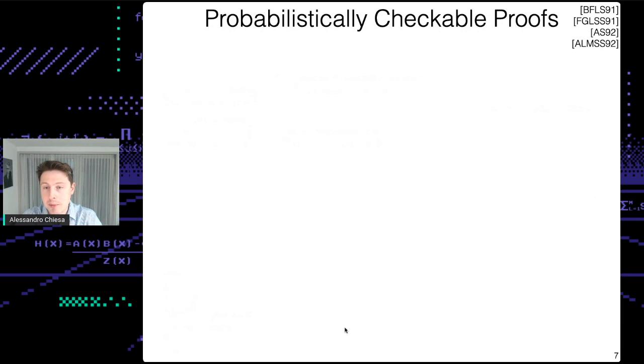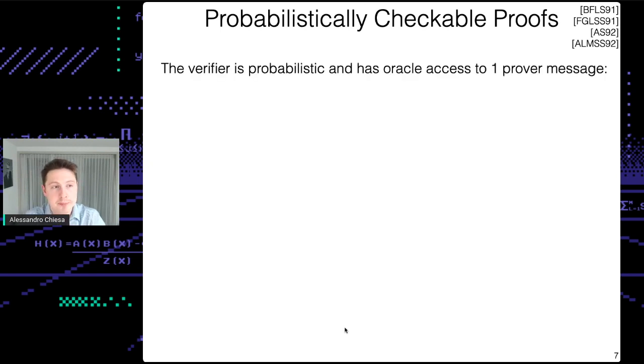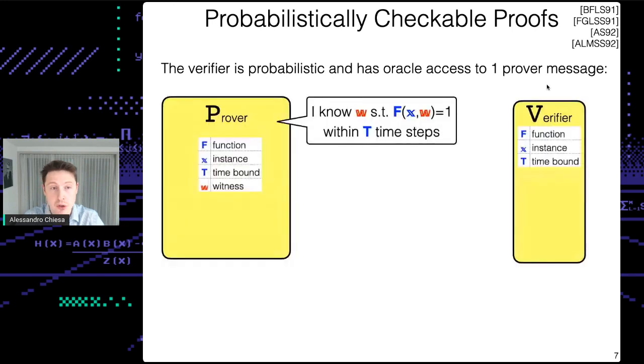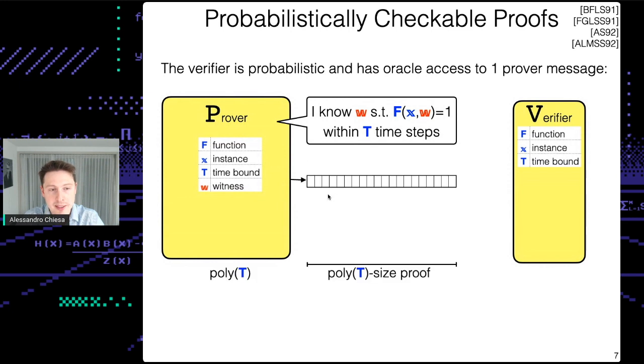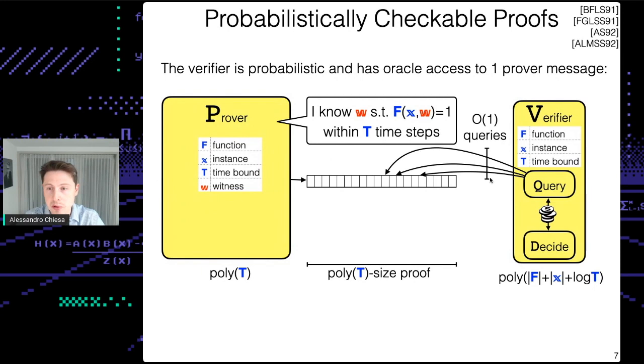I'll briefly mention in more detail what a PCP is, because it will be useful later in the talk by Nick. So we said that it is where the verifier is probabilistic and has oracle access to just one prover message. So it looks like this. The prover wants to prove some computational statement. For that, it outputs a very long proof. But the verifier can query this long proof at a small number of locations, as little as a constant number of locations, gets back the answer and decides whether to accept or reject.